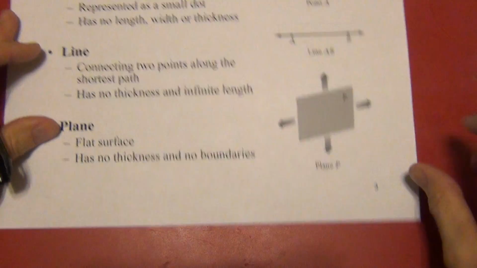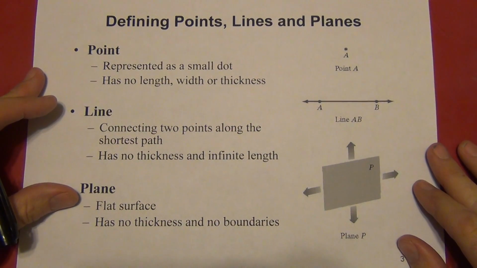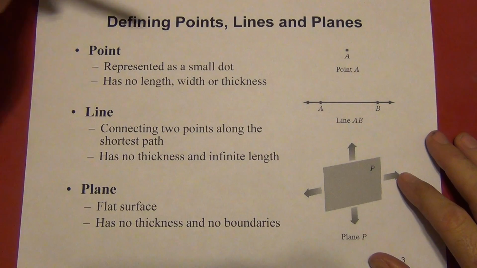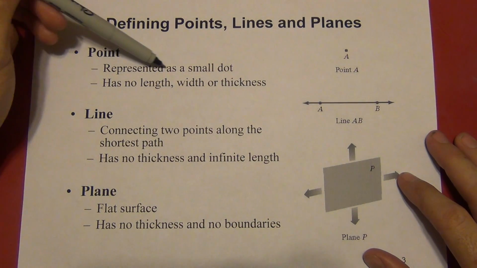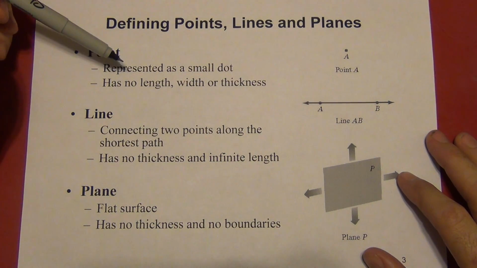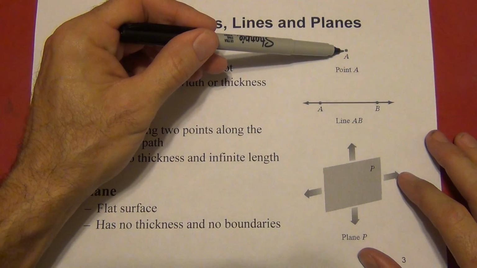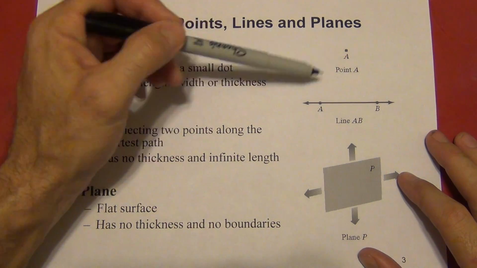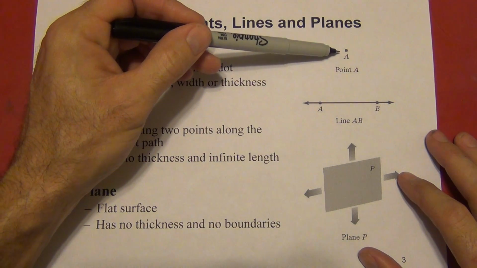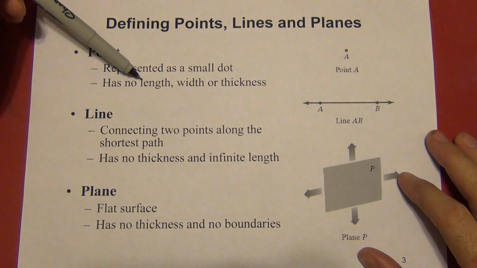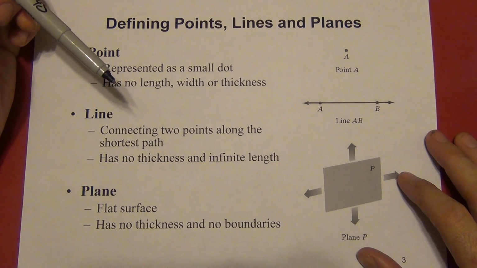Now the point, I told you we were going to talk about points, lines, and planes. So the point is represented as a small dot. In mathematics, it has no length, width, or thickness. So even though this dot right here does have some dimensions to it, for us, we're going to consider this a dimensionless object with no length, width, or thickness.